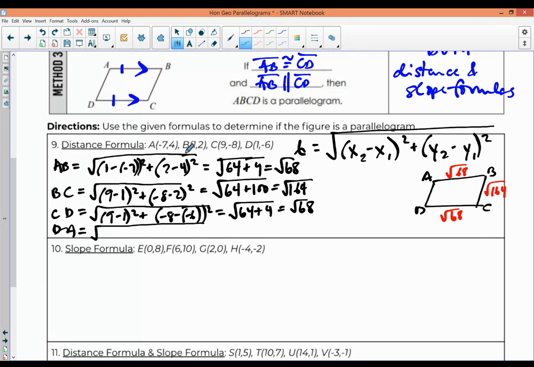So I'm subtracting the first and last. So 1 minus negative 7 squared plus negative 6 minus 4 squared. So that's 8 squared, 64, plus negative 10 squared, 100. Square root of 164. Yes, sir.